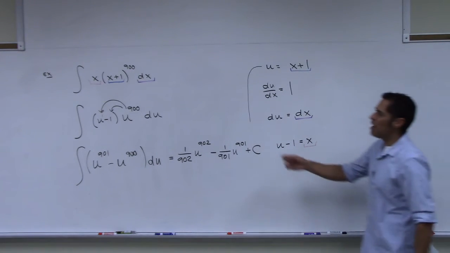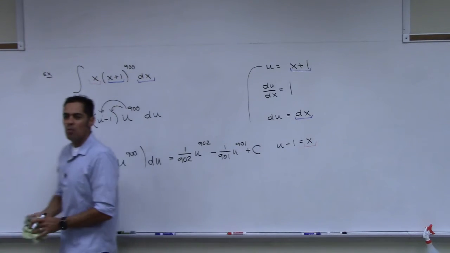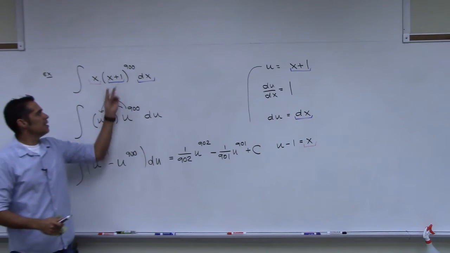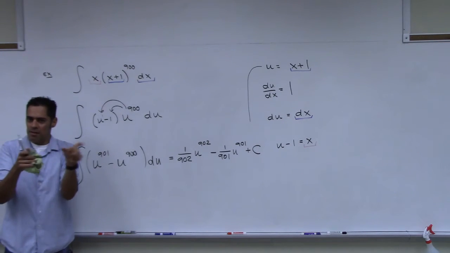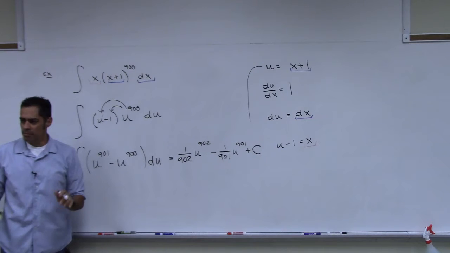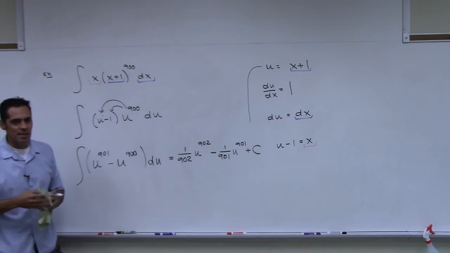The only reason I use 900 up here is because I didn't want anyone to even think that in the beginning of the problem they could have just multiplied those together. Like if I would have done x squared, you would have said, oh, I'm just going to expand it. By doing 900, I'm making you kind of submit to the idea you can't do that.